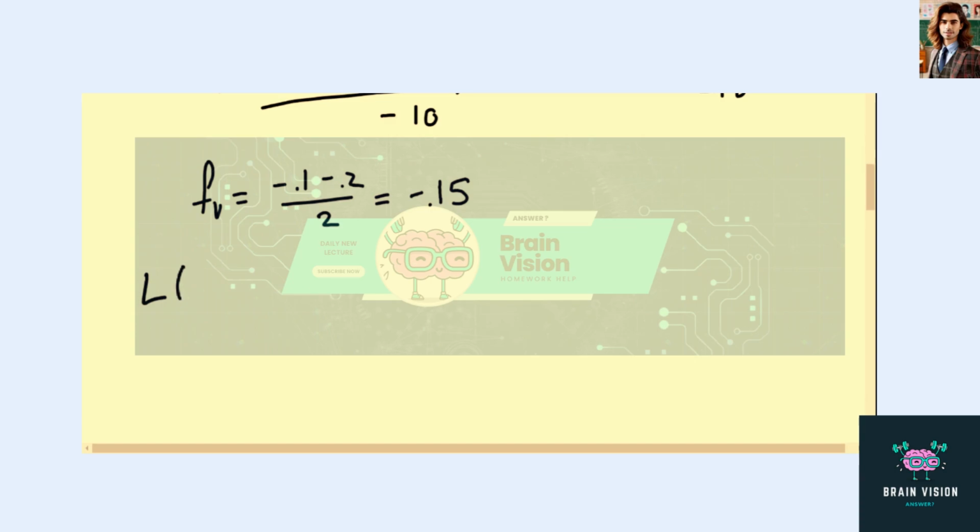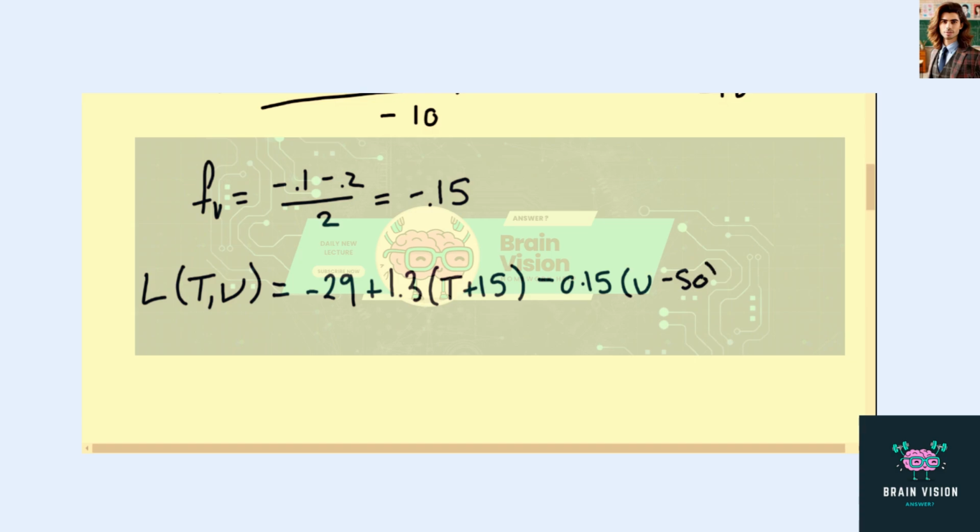Okay, so now we have all these values, and we can just put them into our equation for linear approximations of temperature and wind speed. So this is equal to negative 29 plus 1.3 times t plus 15 minus 0.15 times our wind speed minus 50, which when you do some algebra is 1.3 t minus 0.15 v minus 2.